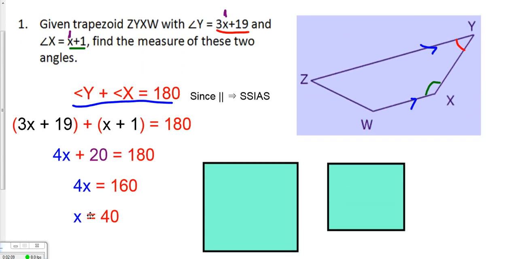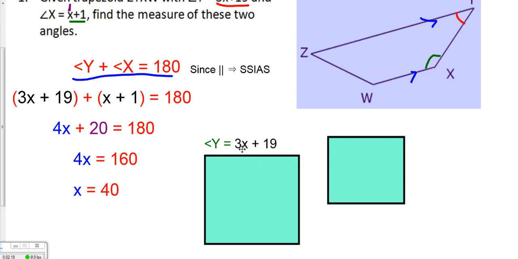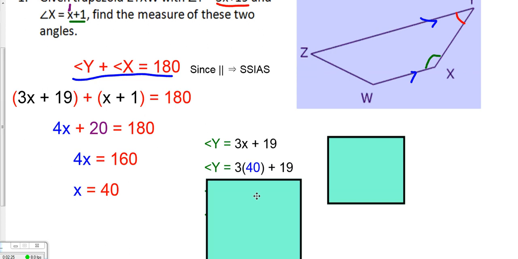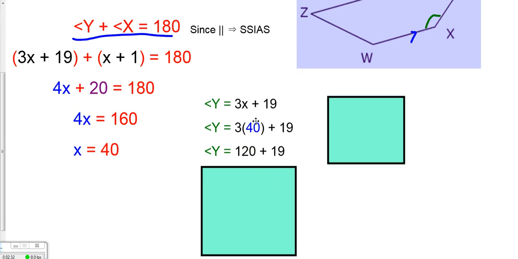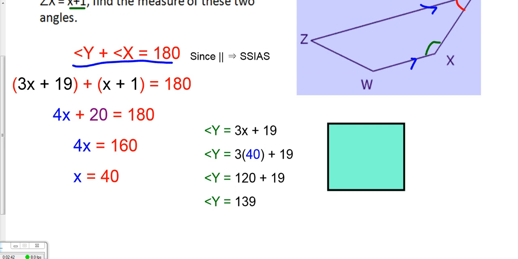So we've solved for x, but that doesn't mean that either of these are 40 degrees. We have to plug them back in to find how big each of those angles are. So first off, angle Y equals 3x plus 19. So just plug in 40. Angle Y equals 3 times 40 plus 19. 3 times 40 is 120. Then 120 plus 19 would be 139. So angle Y equals 139. That would be one of our answers.